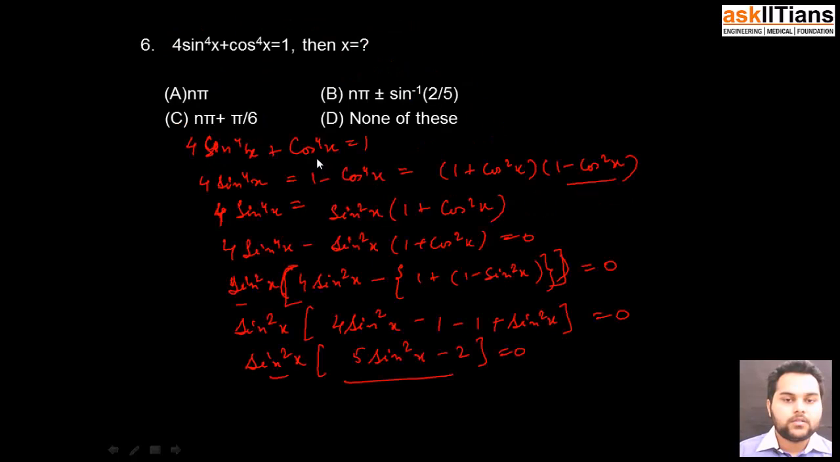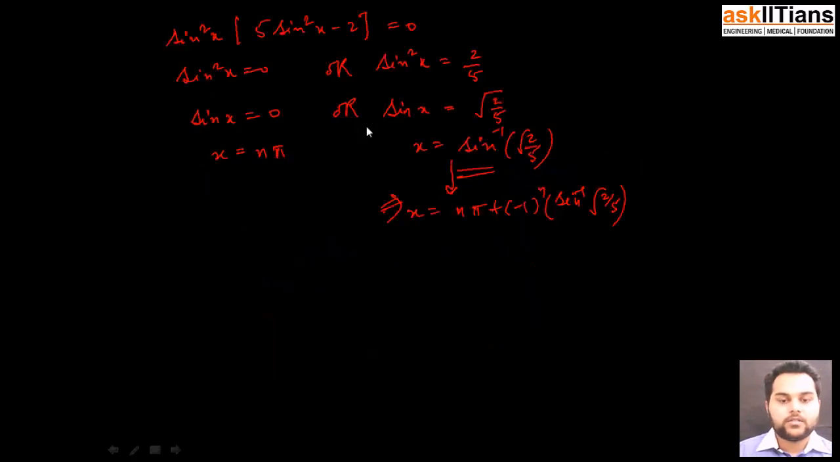Now I'll check for the options. So A is the correct option that I have, because my option does not involve plus minus, but a minus 1 raised to n. Coming to the next question.